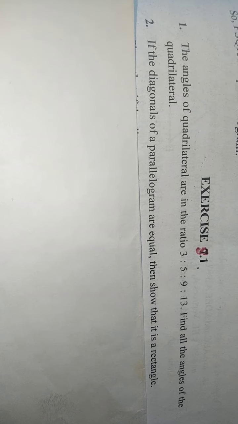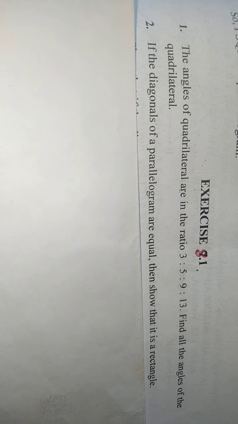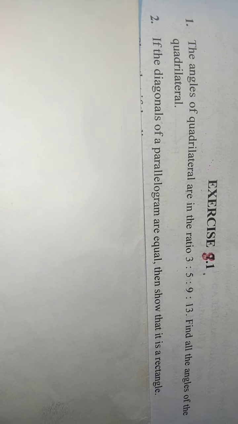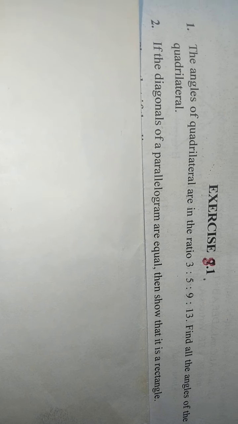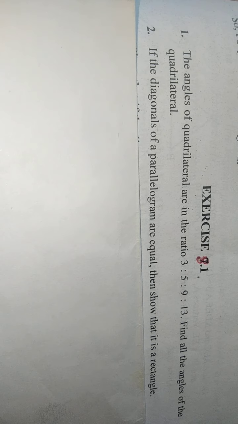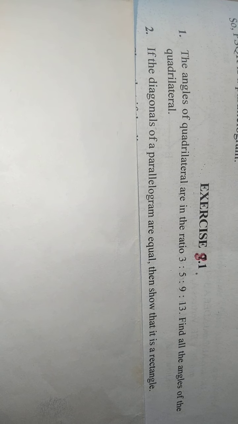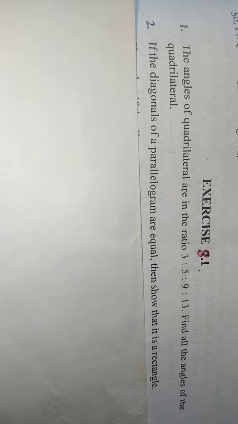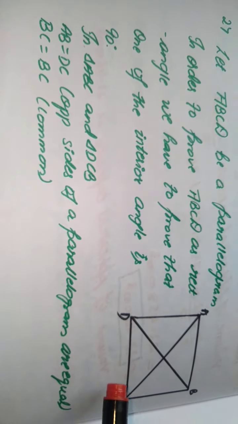Children, your second question. They have given the diagonals of a parallelogram are equal. Show that it is a rectangle. We have solved a similar sum in the example. When a parallelogram is given, to prove it is a rectangle, we just need to prove any one angle is 90 degrees. If we prove any one angle as 90 degrees, that is enough to prove the parallelogram is a rectangle. So here begins the sum.